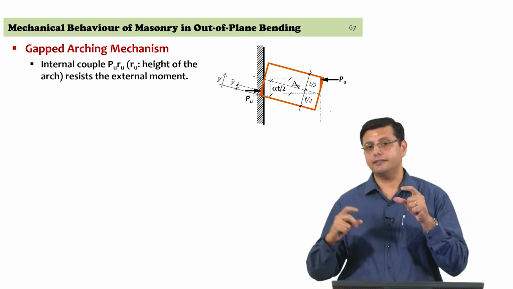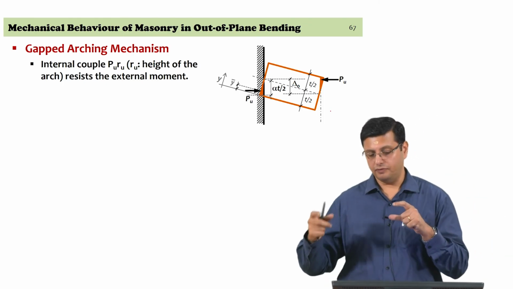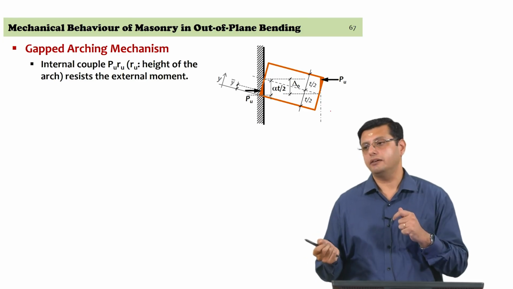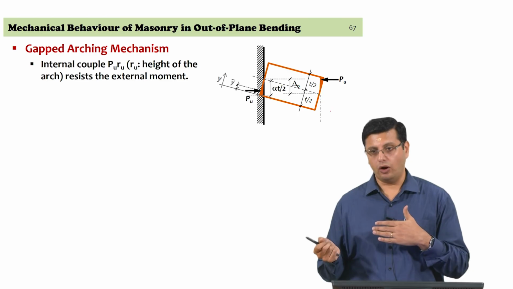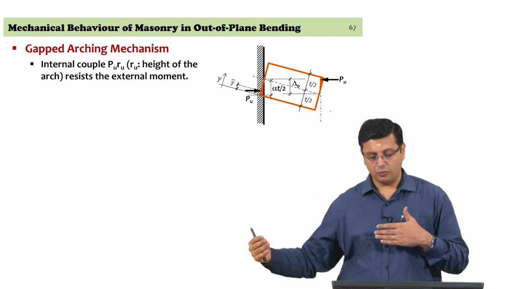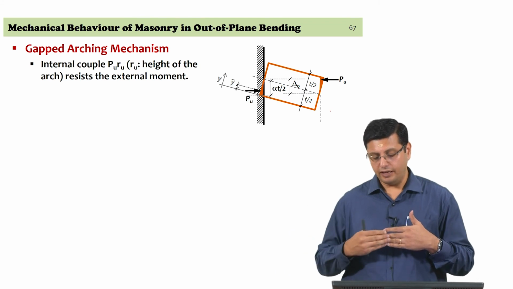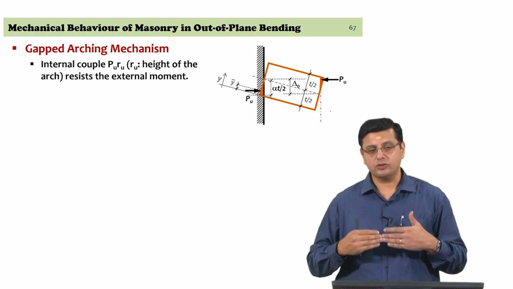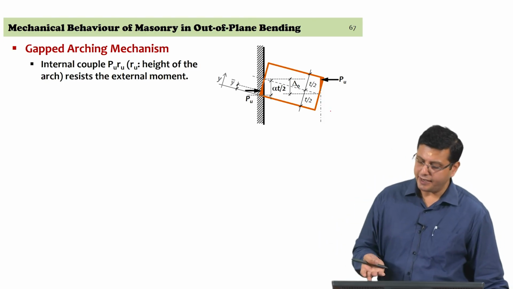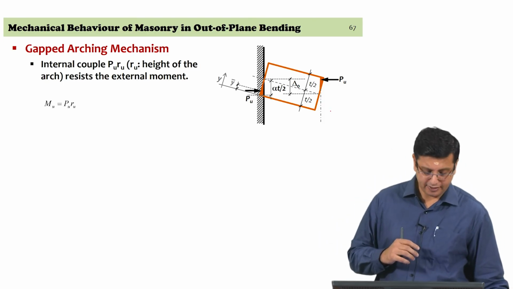if there is a gap, and we have seen that the gap will lead to a reduction in the load carrying capacity of the wall, right. Arching action is already enhancing the load carrying capacity of the wall in the out of plane direction, but if you have a gap with respect to the rigid arching case, you are going to get a drop in the load carrying capacity. Can an estimate of that be made? And the answer is yes.